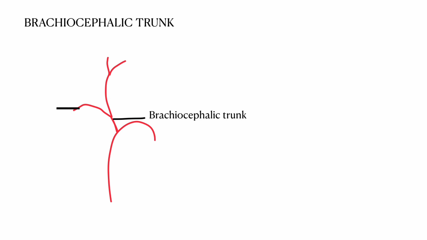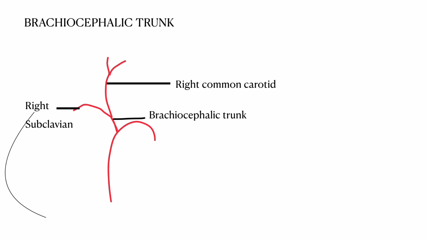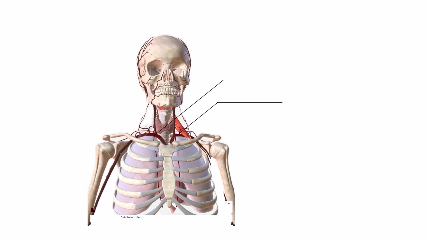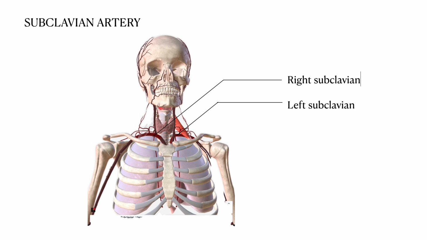Coming to the branches of the brachiocephalic trunk, it gives two branches. First is the right subclavian artery and second is the right common carotid artery. The right subclavian artery arises posterior to the right sternoclavicular joint and supplies neck and upper limb, whereas the right common carotid supplies neck and right side of the head. Here are the two subclavian arteries. One is the left subclavian artery, which directly arises from the arc of aorta, and then we have the right subclavian artery, which is a branch of the brachiocephalic trunk.